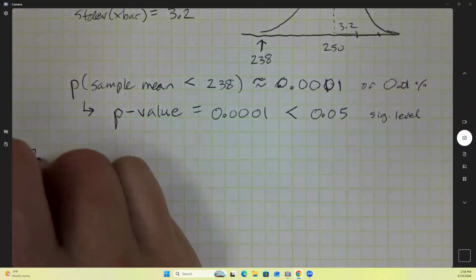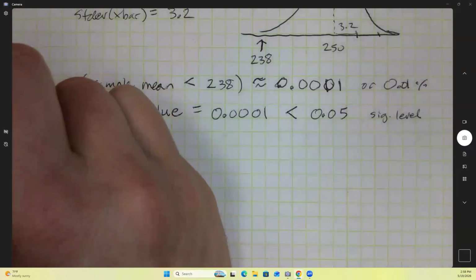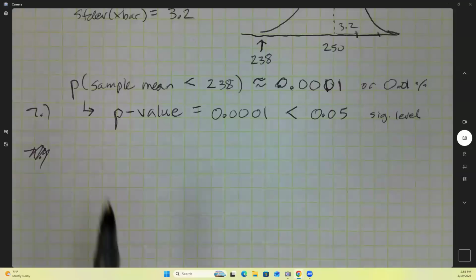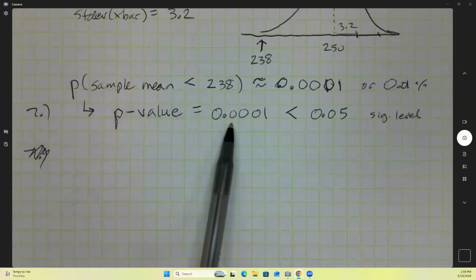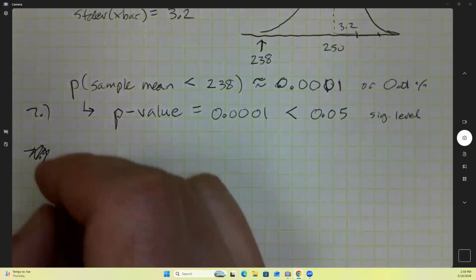What's step 7? Oh, okay, cool. That was step 7 right there. We compared it to our significance level, and that tells us which hypothesis we're going to go with. We're going to go with the alternative. Because in a world where this is so unlikely, we say, well, we're probably not in Kansas anymore. We're in a world where the average number of spines is less than 250 now.